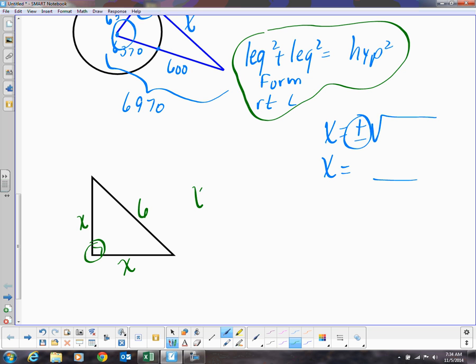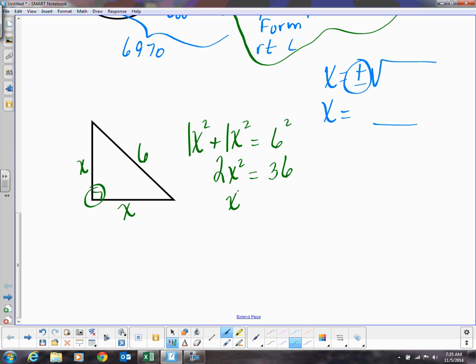Those are your legs. So you're going to say x squared plus x squared is equal to 6 squared. What is 1x squared plus 1x squared? 2x squared. What's 6 times 6? What do we have to do first? Divide by 2. So x squared is equal to 18. Now what do we do? We're going to square root, and we get 2 answers, positive and negative. x is going to equal the square root of 18, which is 4 point, what is it? 4.24. It's in the book.